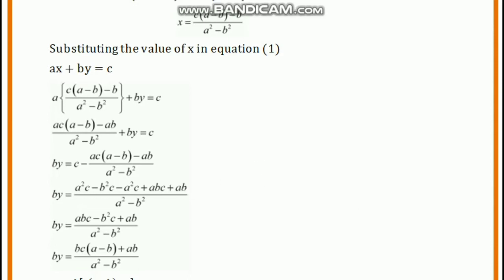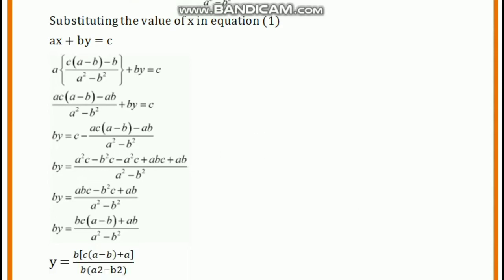here which are the common terms, that means like terms. So we know that a square c and minus a square c, these two are like terms, at the same time their signs are different, so we can eliminate these two because a square c minus a square c will be 0. Then what about the remaining: abc minus b square c plus ab divided by a square minus b square.